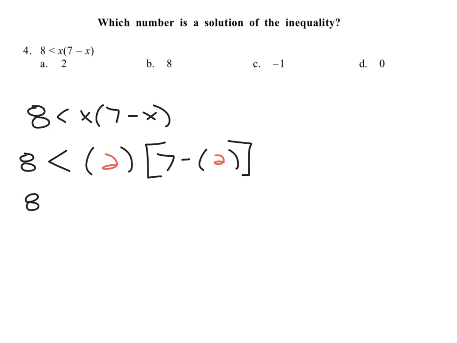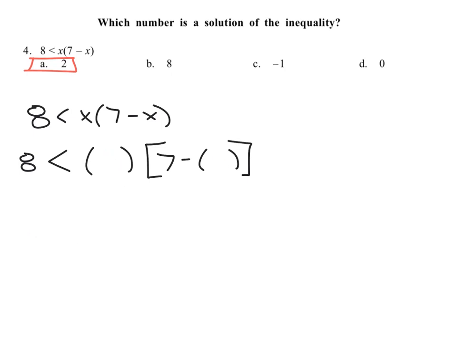And we're going to simplify this out. We say 8 is less than 2 times, what is 7 minus 2? It's 5. Okay? And when we simplify that out, we get 8 is less than 10. Is 8 less than 10? Yeah, it is. So this is going to be a solution. Let's check the other ones, though, to be sure.